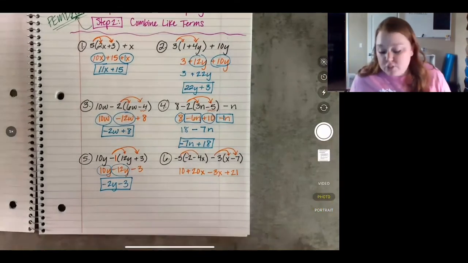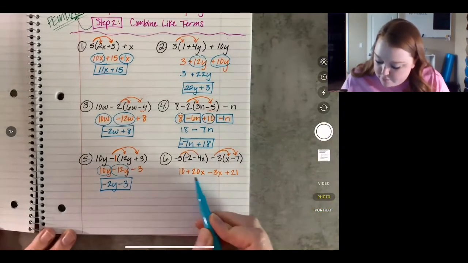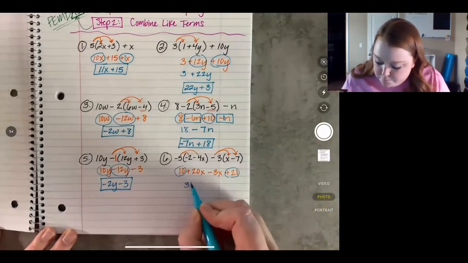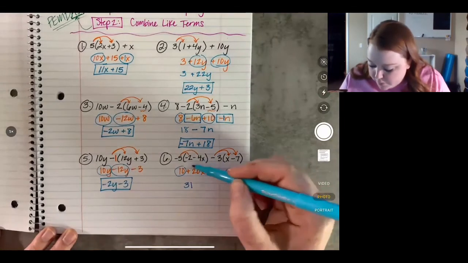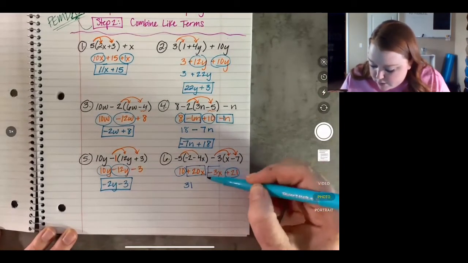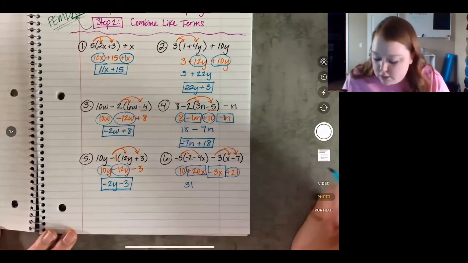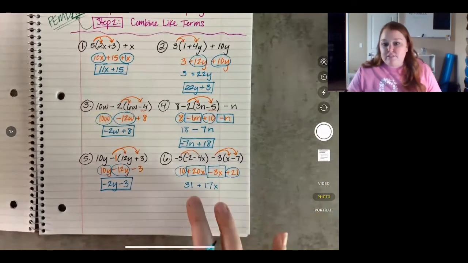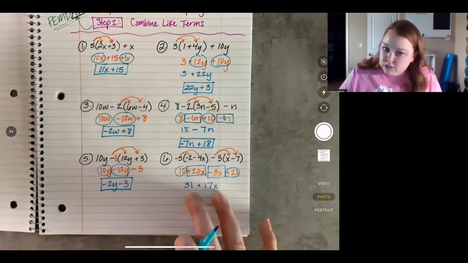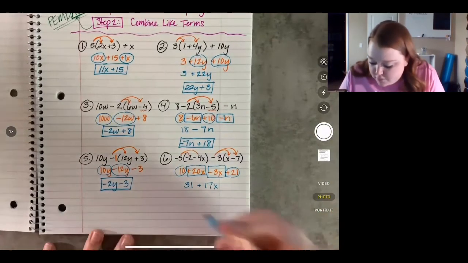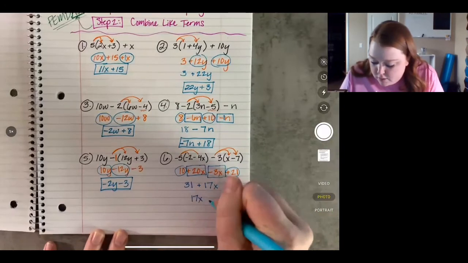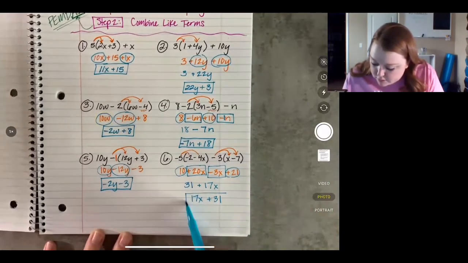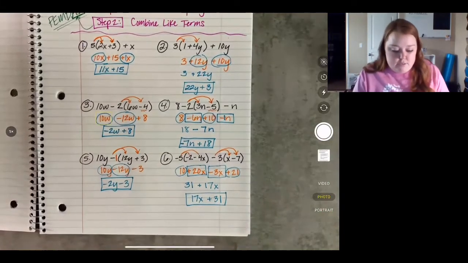Now I'm going to combine like terms. This 10, does it have any friends? Yes, it does. 10 plus 21 is 31. I'm going to put my x's together. +20x minus 3x is +17x. Is this your final answer? Just need to flip it around. That 17x needs to be out front, added with 31. So final answer, 17x plus 31.